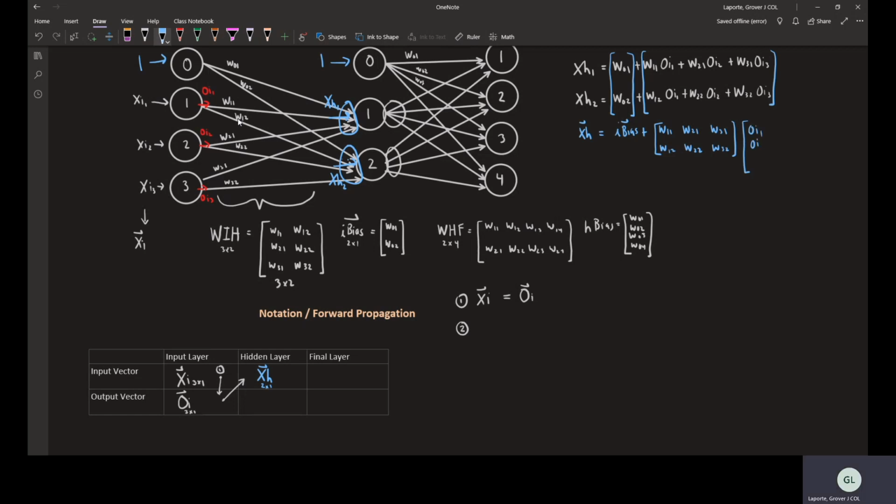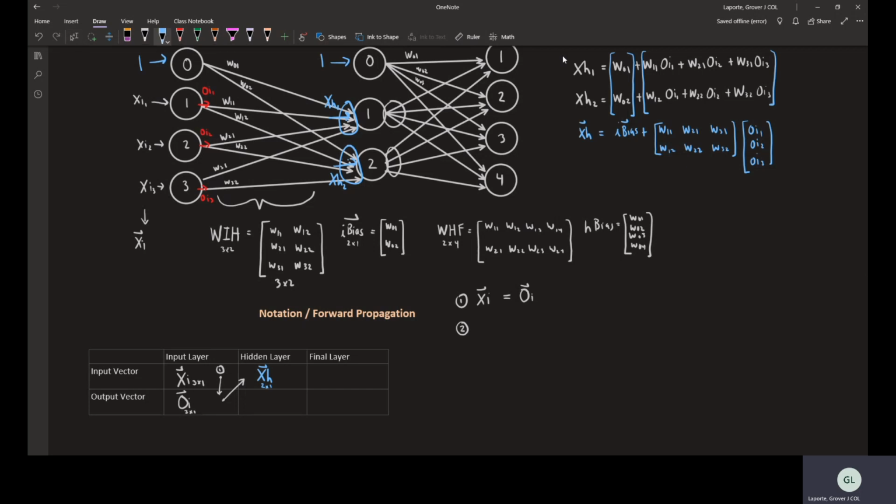OI1, OI2, OI3. Because this row times this column gives you this first one, and this row times this column gives you the second one. And our computers are really good at doing matrix multiplication, so it does it very quickly. So that's what we want. That's how we want to do it.